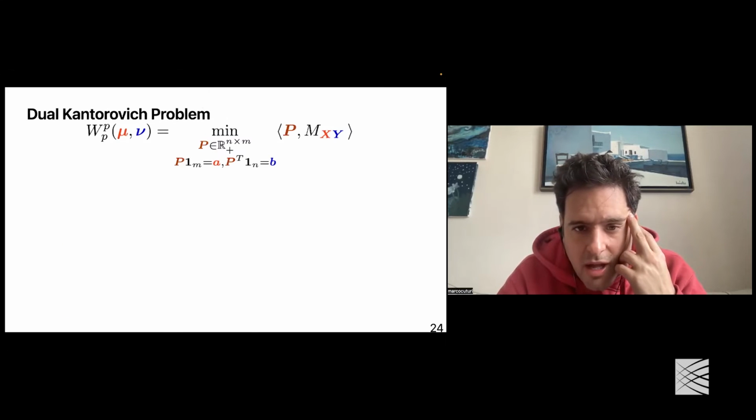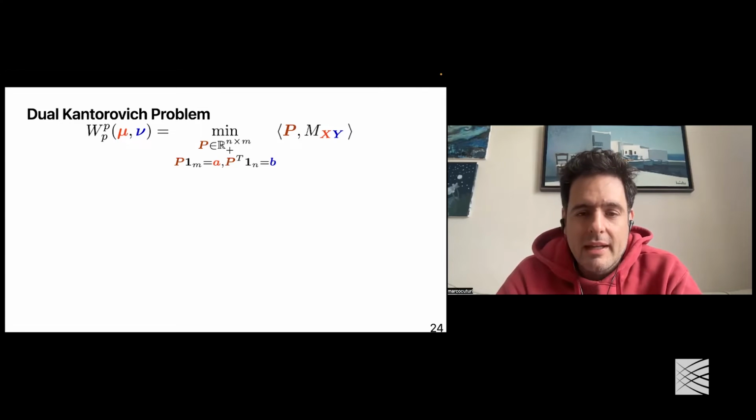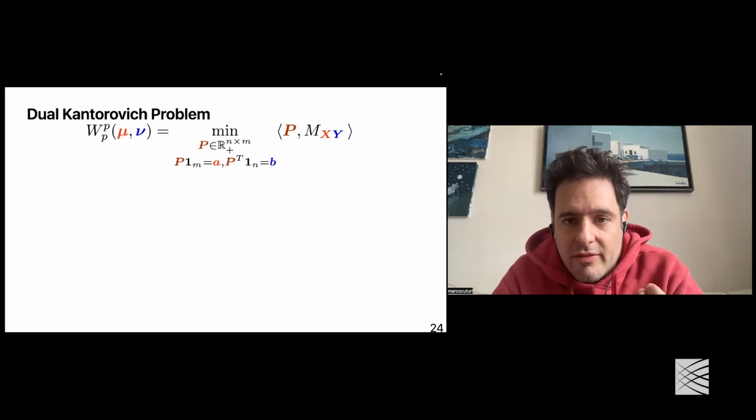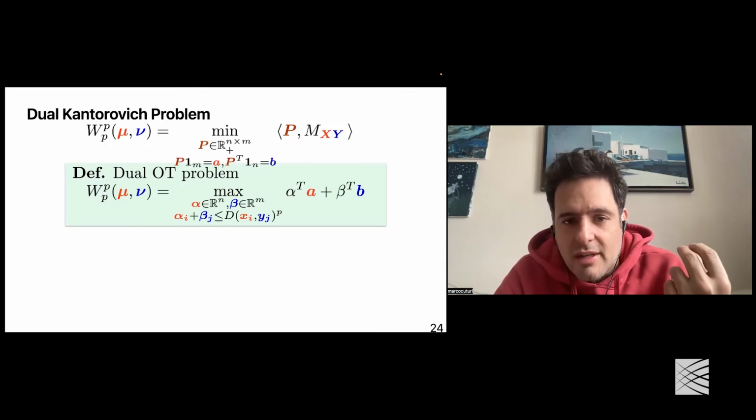So if you take a step back, this is really what people in optimization call a canonical linear program. And what we know from linear programming theory is that we can derive from this linear program another linear program called the dual optimal transport problem. The dual optimal transport problem results in the same quantity eventually, but it's parameterized differently.